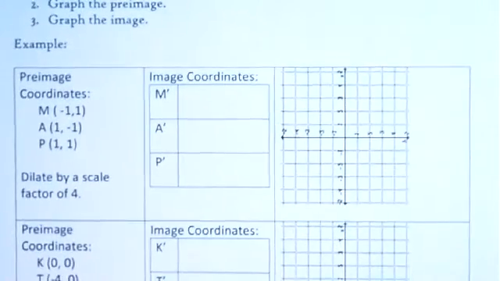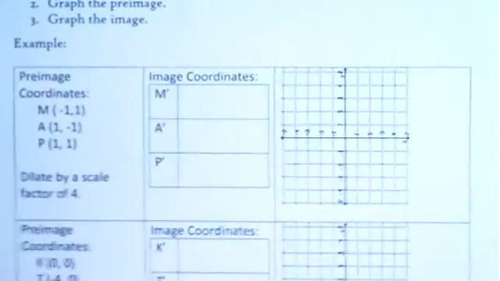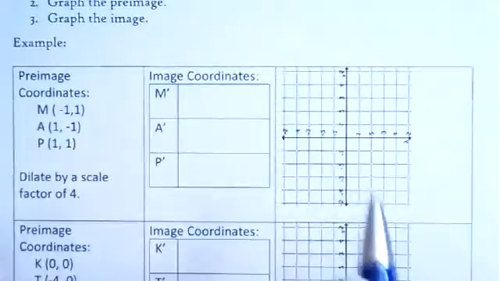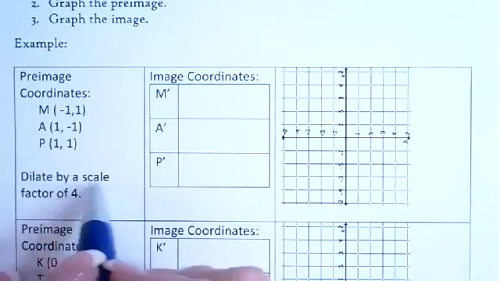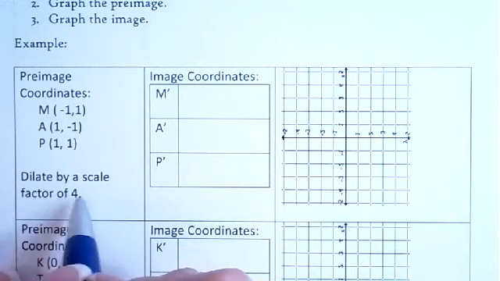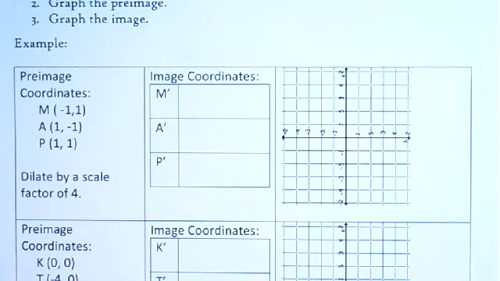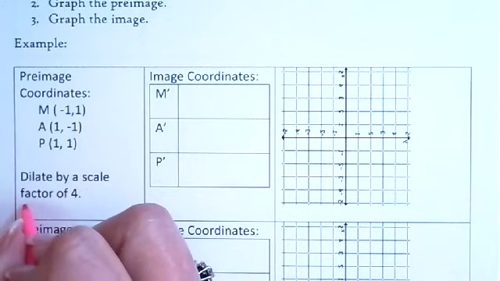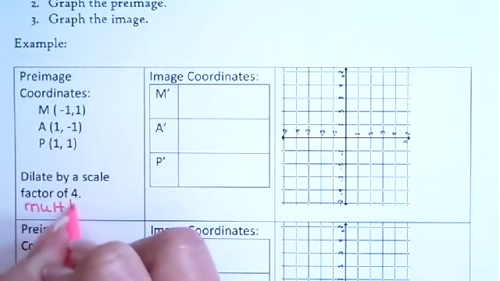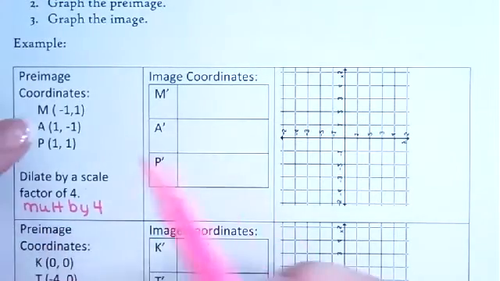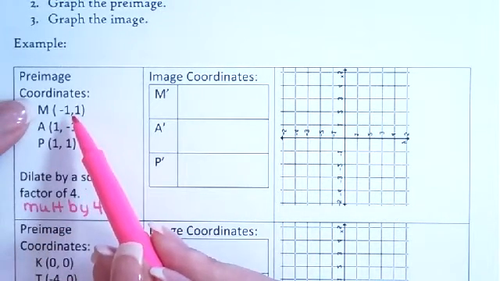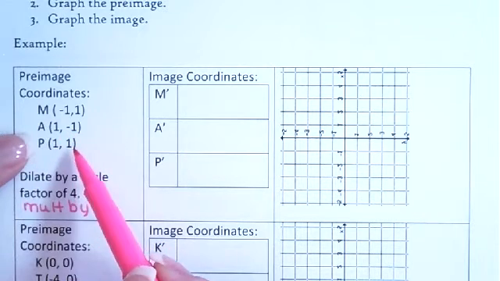Okay. Our first example right here is triangle MAP. Okay. And we're going to dilate it by a scale factor of 4, which means we're going to graph MAP and then we're going to make it 4 times bigger. Okay, make it 4 times bigger. When you see scale factor 4, that means I'm going to multiply everything by 4. Okay, so that means both of those numbers are multiplied by 4.